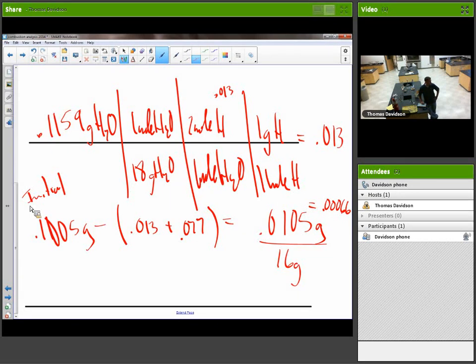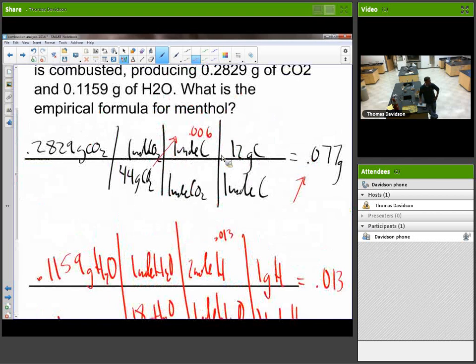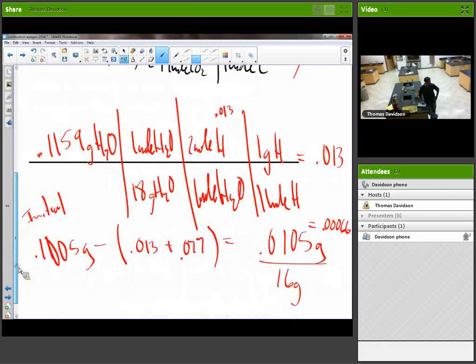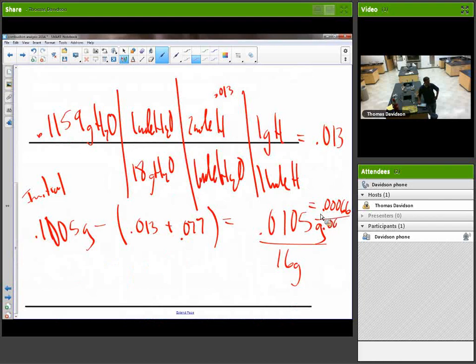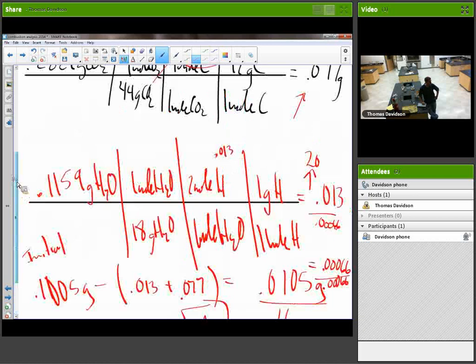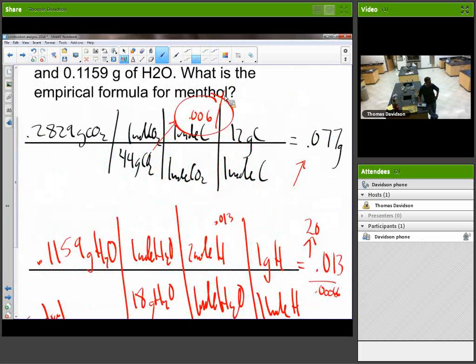So this one up here, that's going to be some easy-ish math. Anyway, so we got 0.00066. That's 1. Okay, so my oxygen is going to have a 1 subscript. Over here, 0.00066. That's going to be 20. Okay? And 0.00066, that's going to be pretty much 10, right? So C10, H20, O.